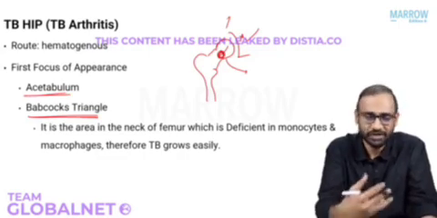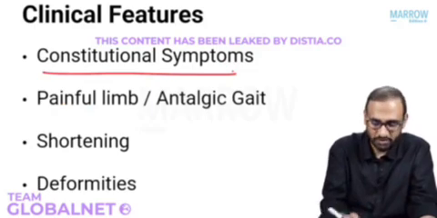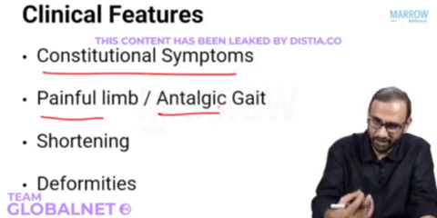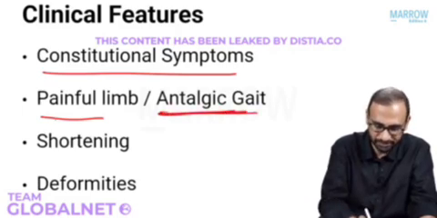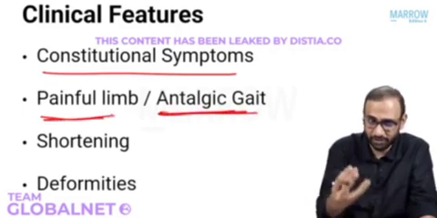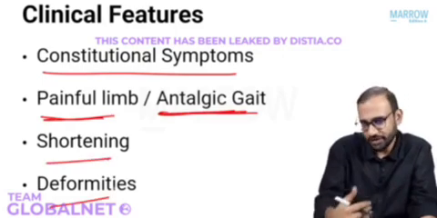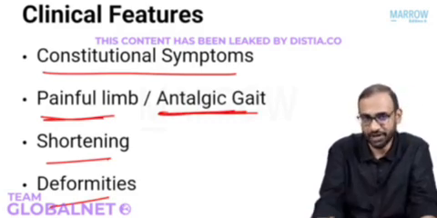Again, tuberculosis anywhere in the body will give you constitutional symptoms and local symptoms. Local symptoms will be pain at the hip. Because of this pain, the patient will have difficulty walking, a painful limb known as antalgic limb or antalgic gait. There will be destruction of the hip, which will lead to limb shortening and deformities. All of these clinical features can be presented to you in the form of a stage of the disease.